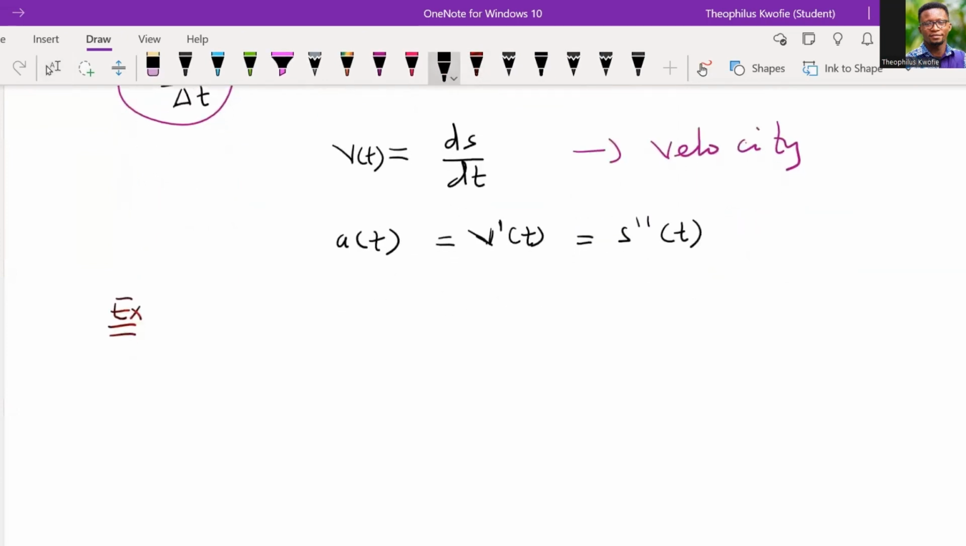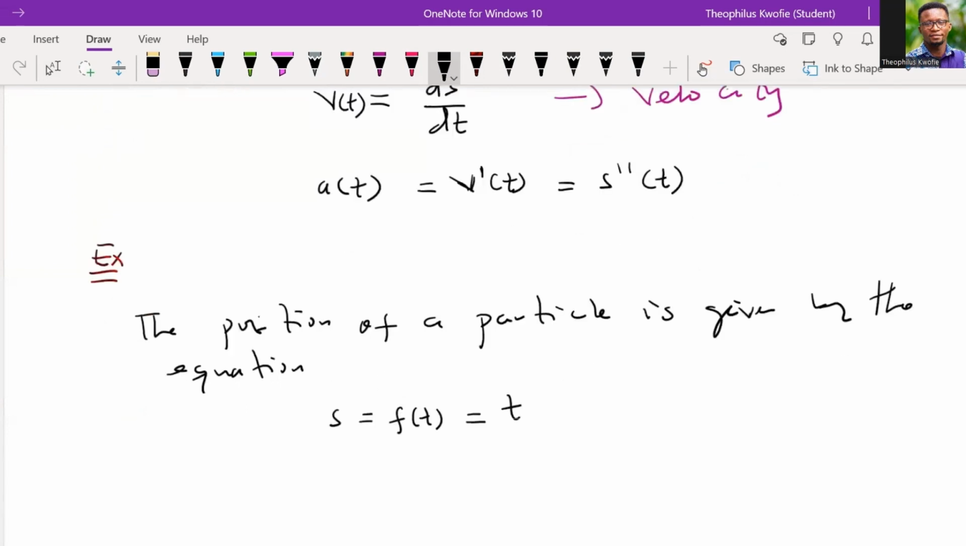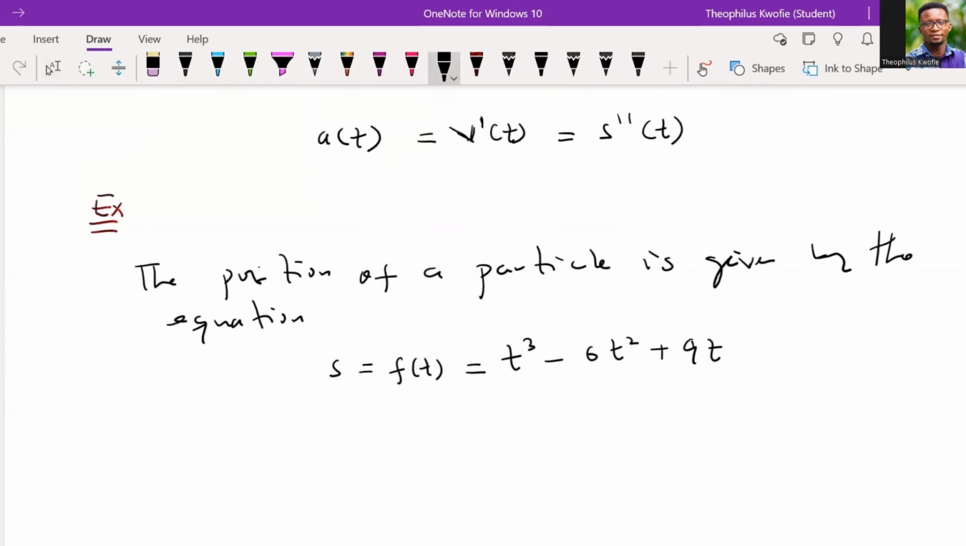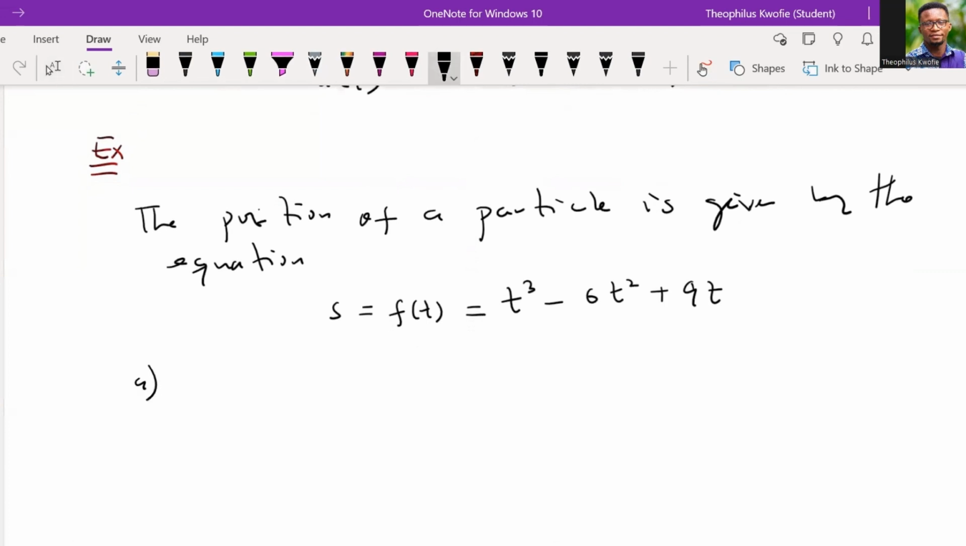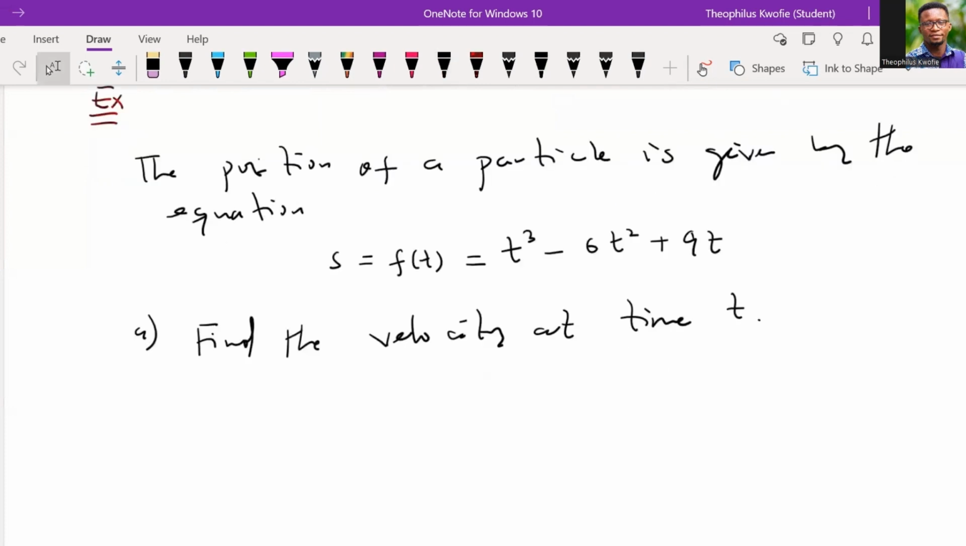If the position of a particle is given by the equation t to the power 3 minus 6t squared plus 9t, where t is measured in seconds and s is measured in meters. The first question is to find the velocity at time t, and then the B part. Let's solve it one after the other.